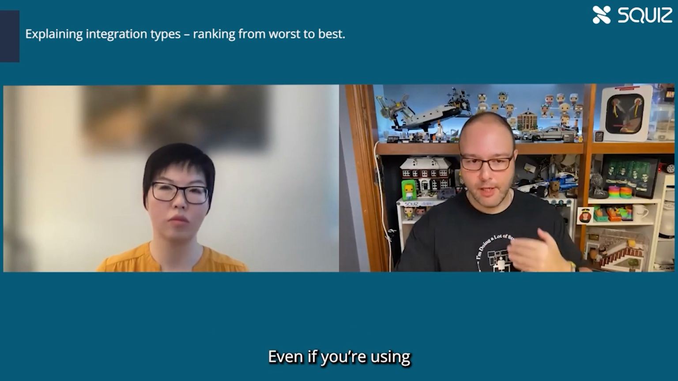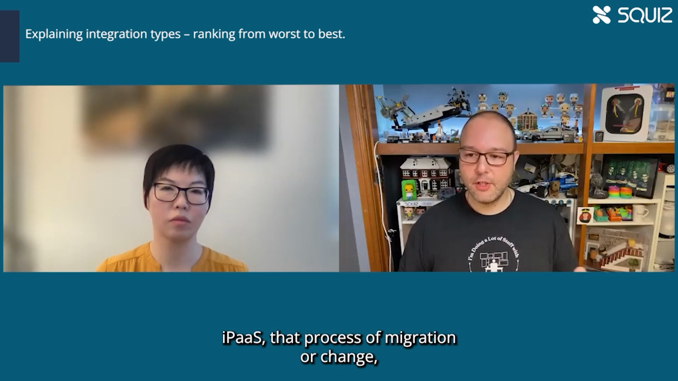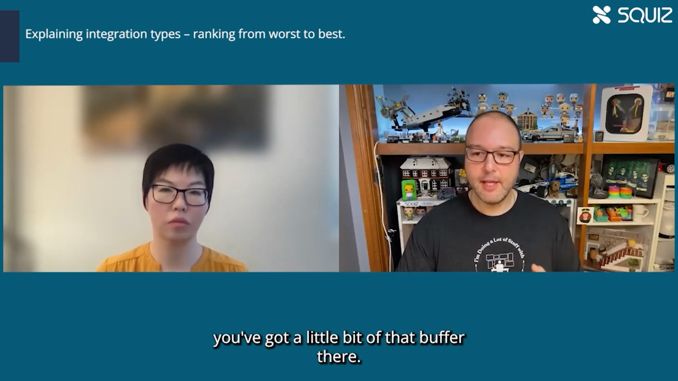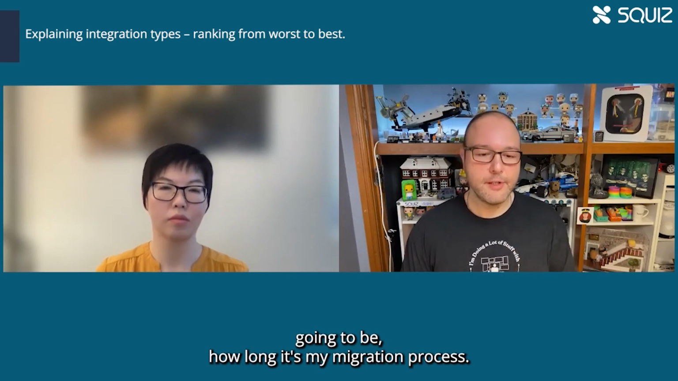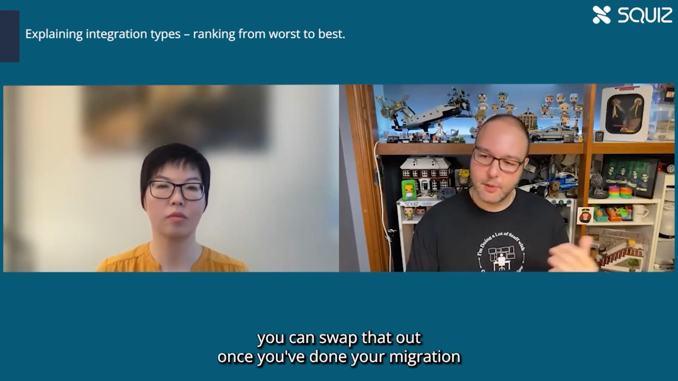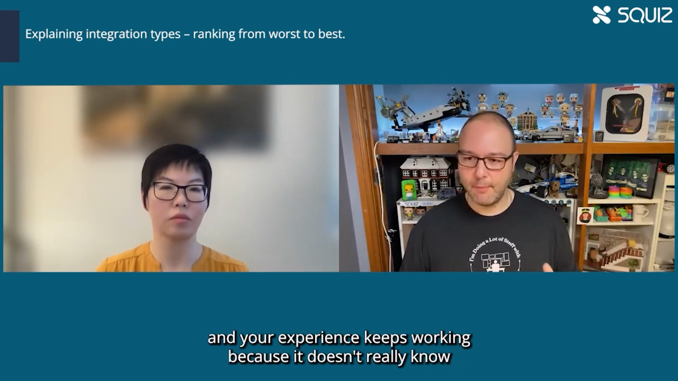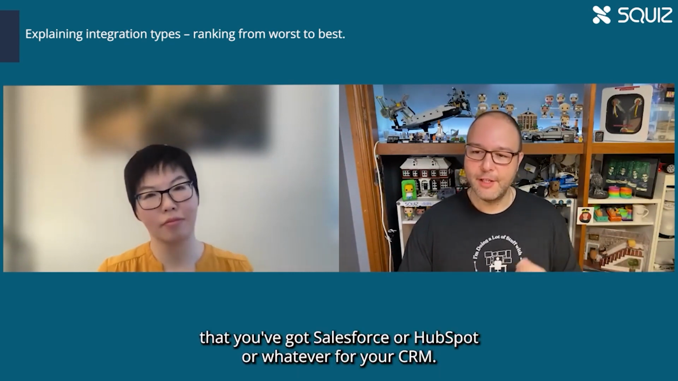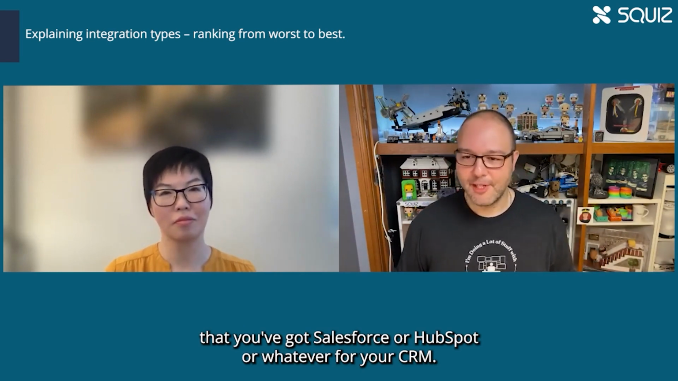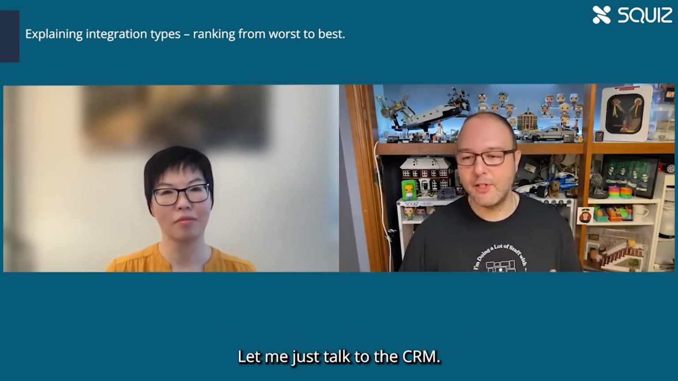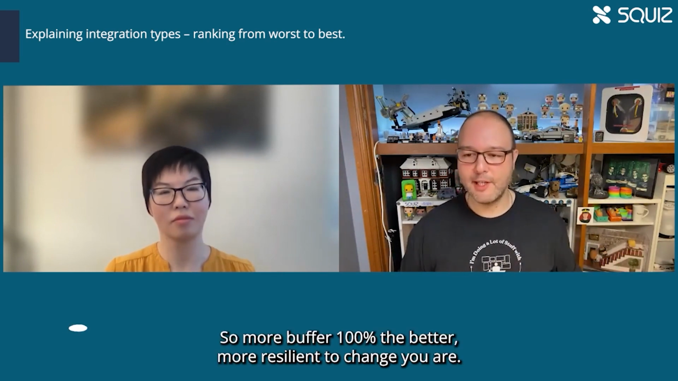Even if you're using iPaaS, in that process of migration or change, you've got a little bit of that buffer there. You're just sort of thinking about how stale that data is going to be. How long is my migration process? But with productized, you can swap that out once you've done your migration, and your experience keeps working because it doesn't really know that you've got Salesforce or HubSpot or whatever for your CRM. It just knows there's a CRM there. Let me just talk to the CRM. So the more buffer, 100% the better, more resilient to change you are.